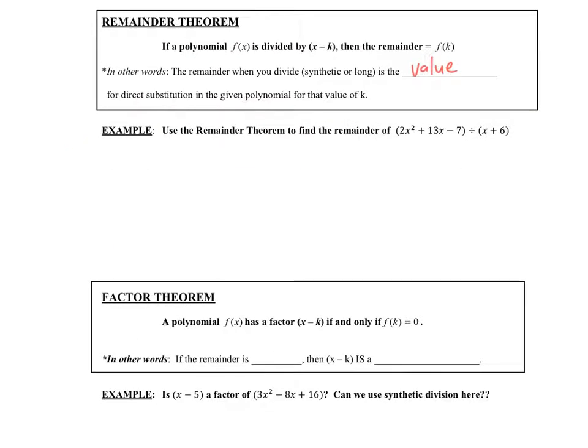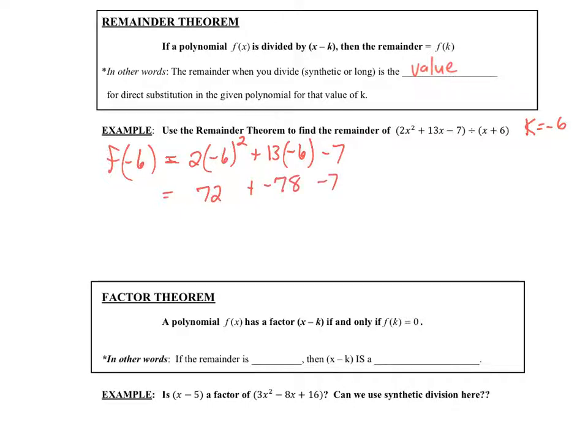So if we use the remainder theorem to find the remainder for 2x squared plus 13x minus 7, if we show this, k is equal to negative 6. So what that means is if you put in negative 6 to this equation, which would be 2 times negative 6 squared plus 13 times negative 6 minus 7. So we substitute negative 6 in, you would get 72 plus negative 78 minus 7, which would be negative 13.